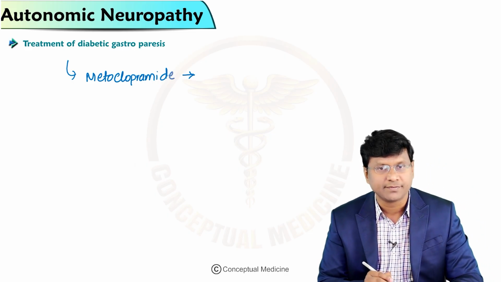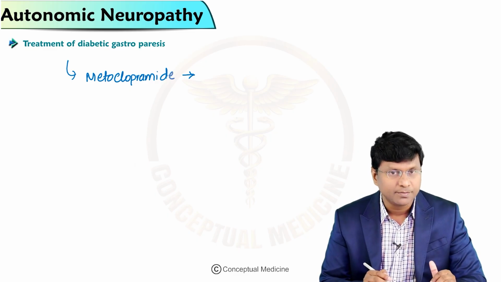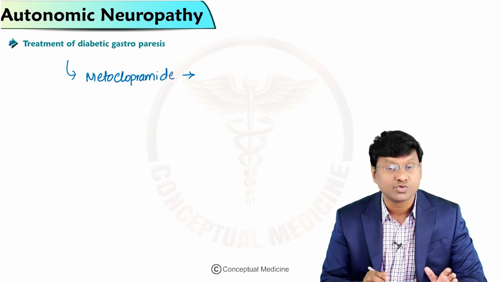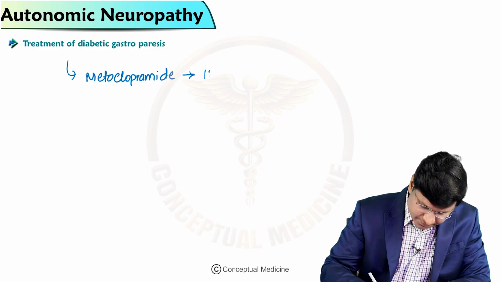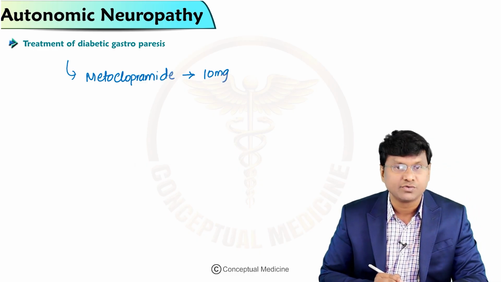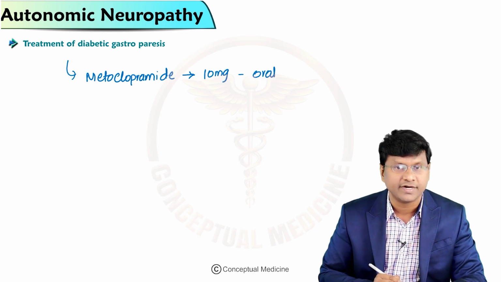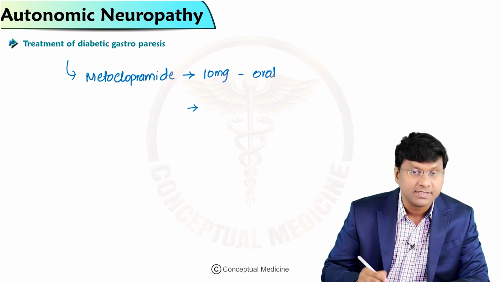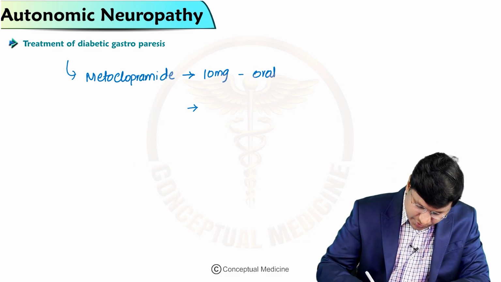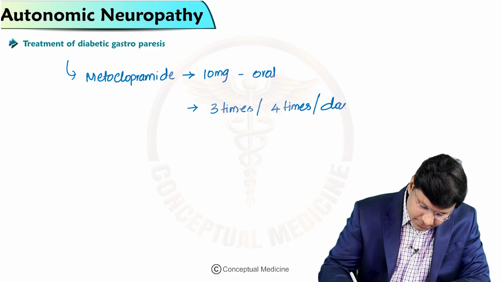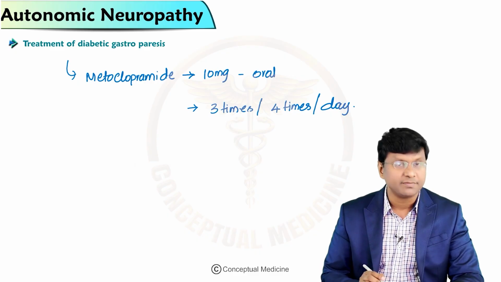So this particular metoclopramide, you need to know the dosages of this metoclopramide. Okay, so this metoclopramide has been of some help in treating diabetic gastroparesis. It is given in a dose of 10 milligrams, and the route of administration is the oral route, and this is given thrice daily or 4 times daily. So it is given 3 times or 4 times per day. That is about your metoclopramide.